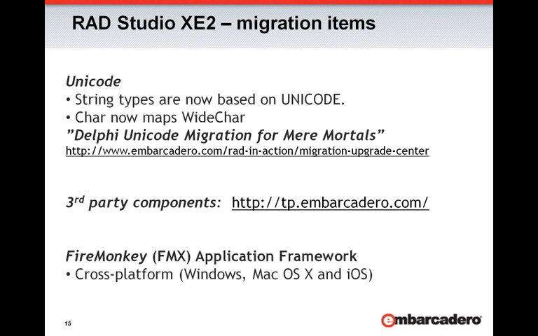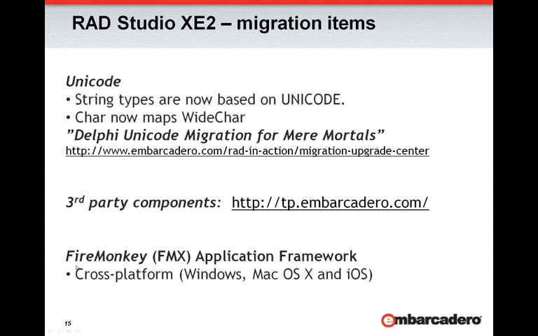It really all depends on how you are using strings and chars in your application. With Unicode, string types are now based on Unicode, and char now maps to wide char. The Unicode Migration for Mere Mortals white paper on the Embarcadero Migration Update Center website is very useful. The next item is third-party components. So what third-party components and libraries are you using? Now these libraries would need to be rebuilt using XE2 so that they can be used in XE2 projects. Having the source code makes this a lot easier, and you can also look at our technology partner webpage, tp.embarcadero.com, to see if the vendor already supports XE2.